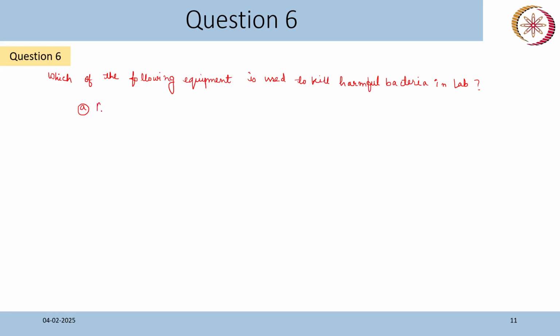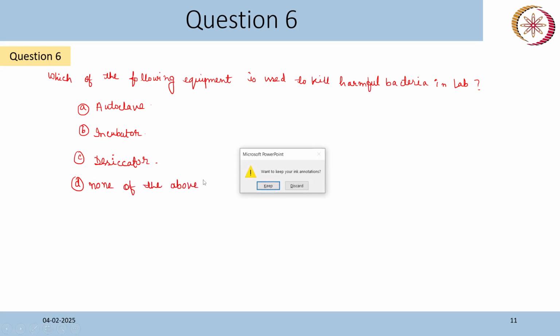A is autoclave, B is incubator, C is desiccator, D is none of the above. So you can tell me the answer.